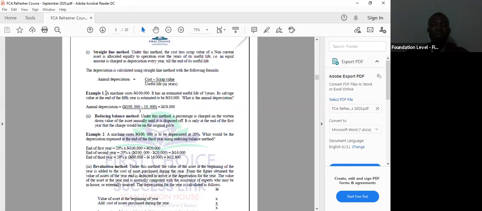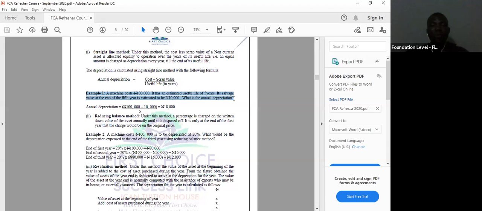So we now have an example of this, a machine. Let's look at example 1 here. Example 1 says a machine costs 100,000. It has an estimated useful life of 5 years. The salvage value at the end of the 5th year is estimated to be 10,000.